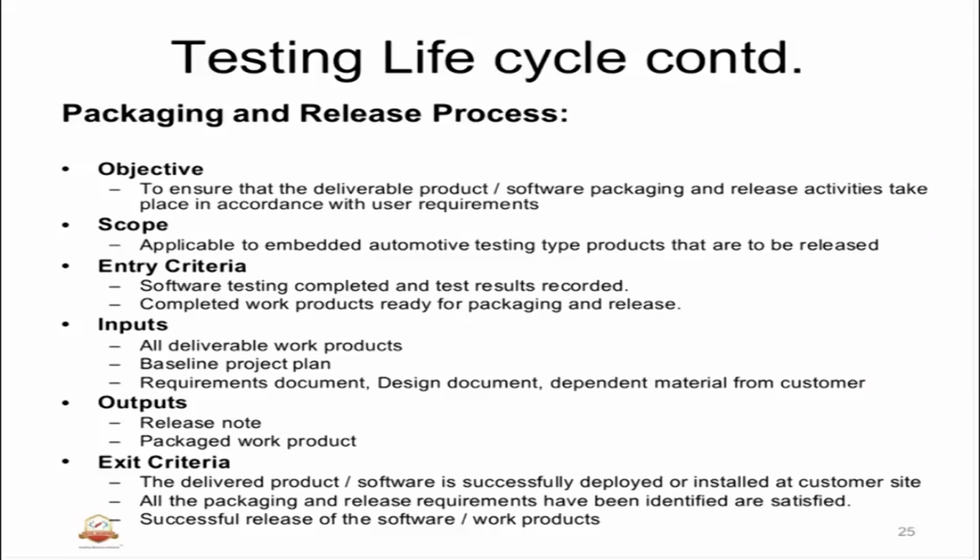Okay, now come to packaging and releasing. Once we are done with the testing, what is the process that we follow for packaging and release of the embedded tested product? Here the objective is to ensure that the deliverable product or software packaging and release activities take place in accordance with the user requirements. That means we cannot deliver the product saying that I have tested and take it. We should have a well-defined process, a well-defined packaging mechanism.